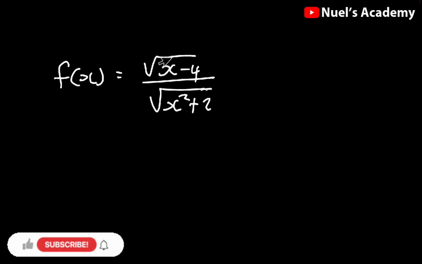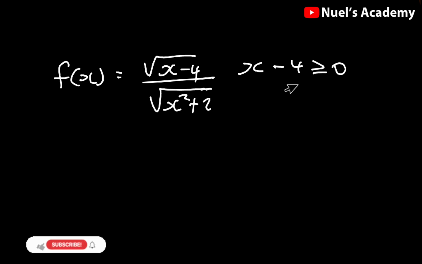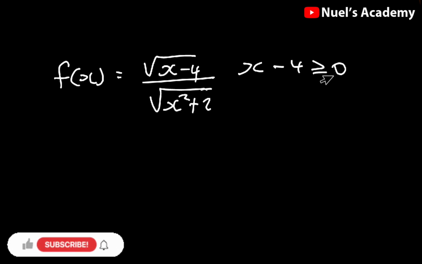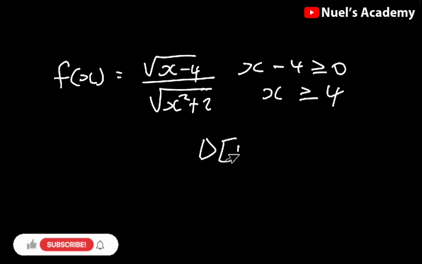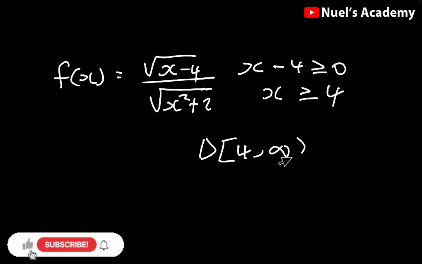Now because this radical sign is at the numerator, we are going to set the inside, x minus 4, to be greater than or equal to 0, since 0 is allowed at the numerator but not at the denominator. So setting x minus 4 to be greater than or equal to 0, we solve for x and it gives us x greater than or equal to 4. So this is the domain of this function, or in interval notation we write it as 4, infinity.